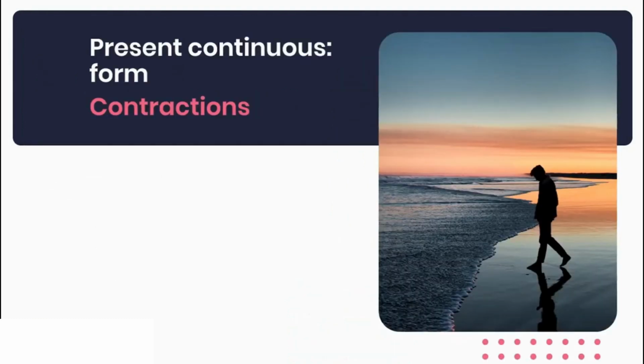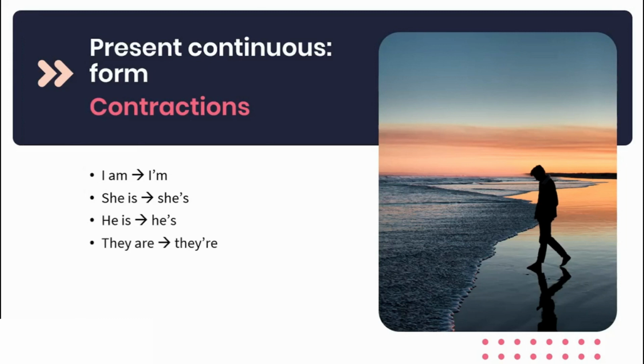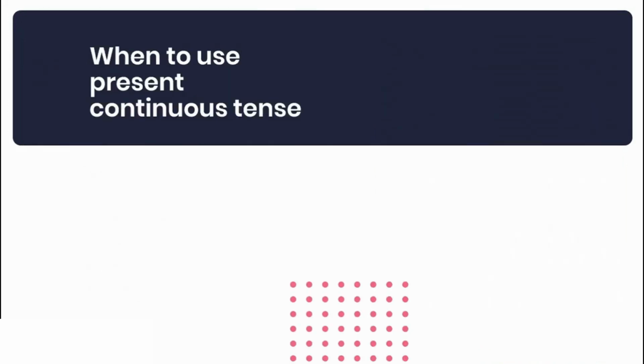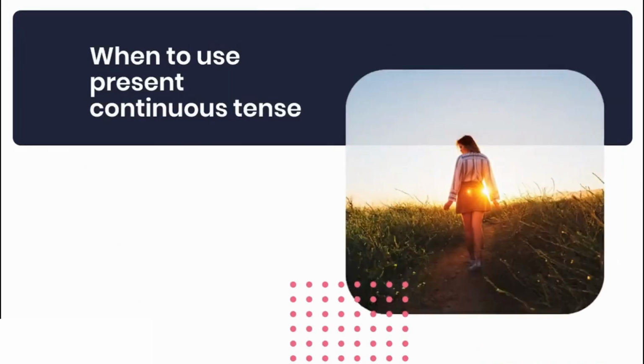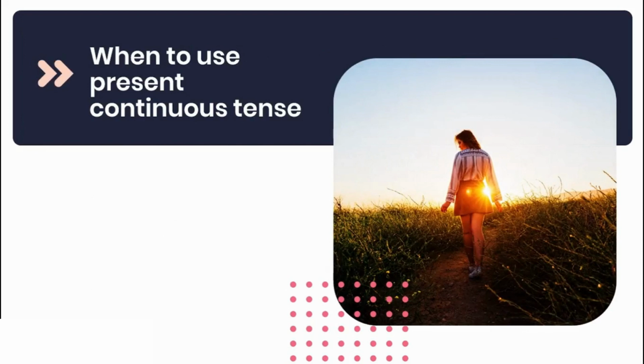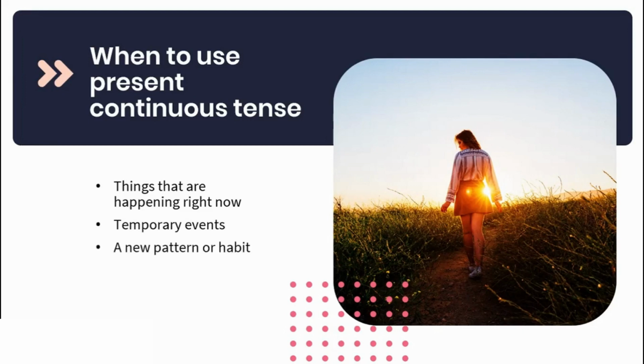Note that you can also use contractions when using auxiliary verbs like am, is, and are. You can say I'm, she's, he's, it's, and you're. We can use the present continuous tense to talk about things that are happening right now, temporary events, and a new pattern or habit.